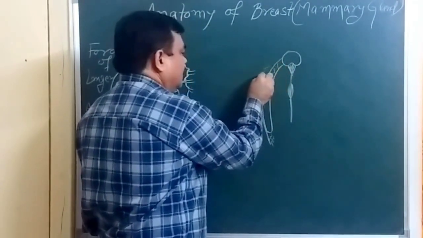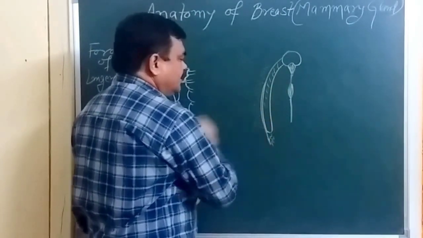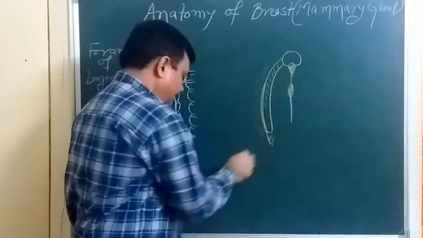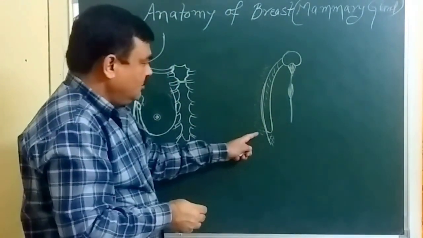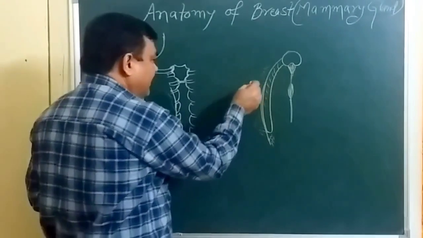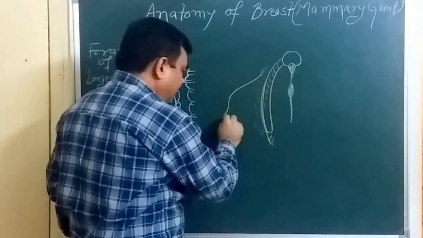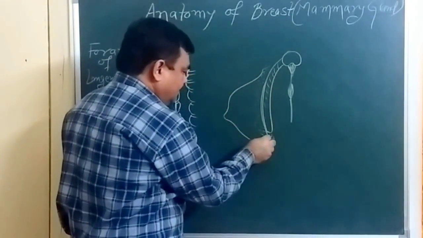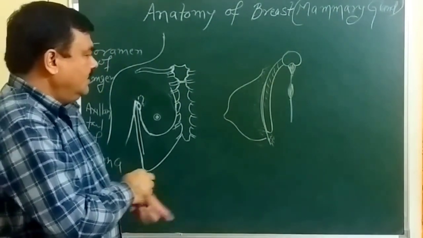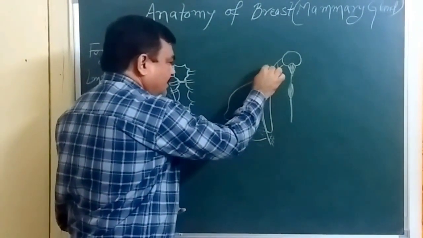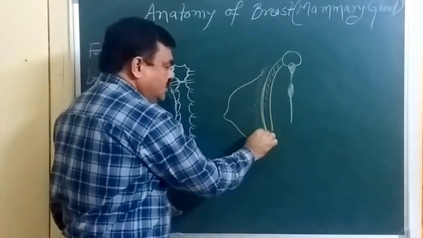Here is loose connective tissue, which forms the retromammary space. So loose connective tissue forms the retromammary space, and here is the position of the breast. This space is known as the retromammary space. It contains loose connective tissue.